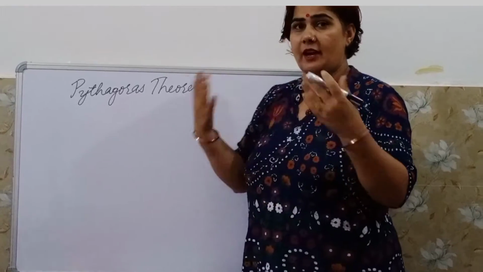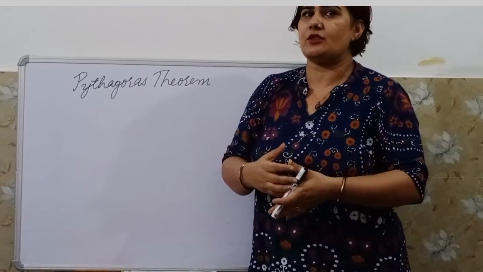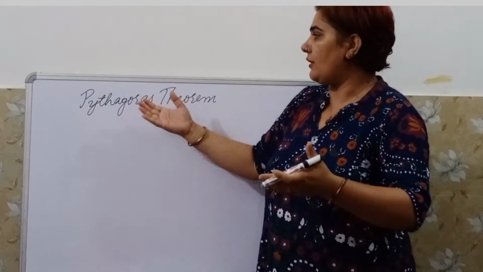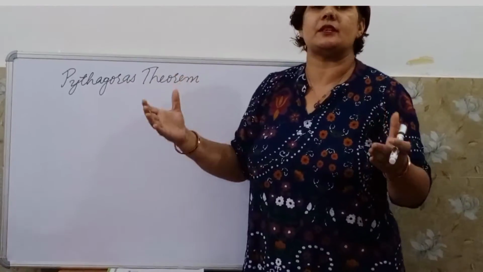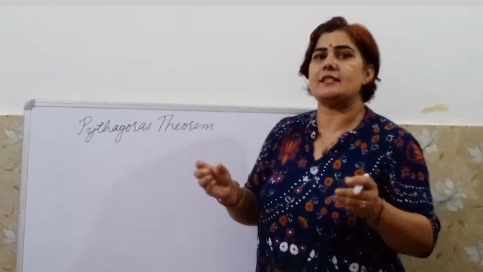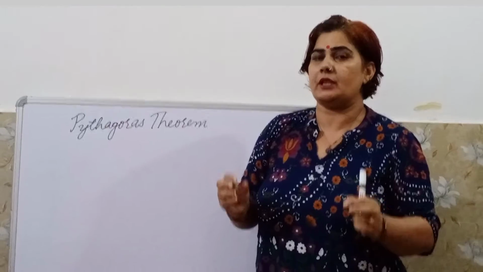So students, we have started chapter 6 of class 7 and it is based on the triangle and its properties. So we will do one more property and that is known as Pythagoras Theorem, or you can say Pythagoras Property. This is the property that is applicable for a right angle triangle. What is a Pythagoras property? Let's learn it.